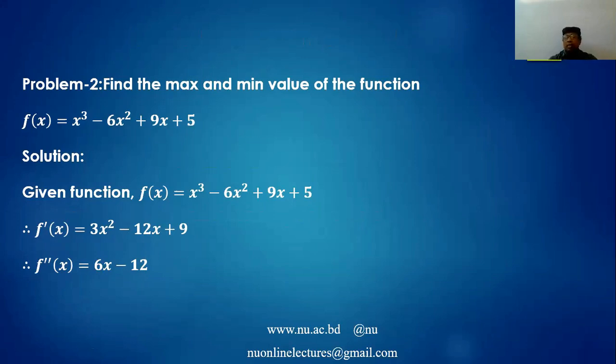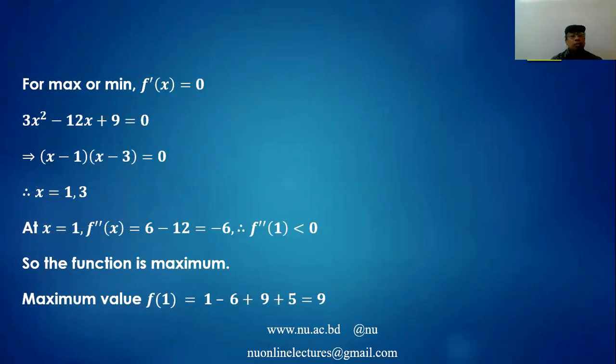We have said before that for maximum or minimum, or increasing or decreasing, the first derivative should be 0. So, dear students, remember this: for maximum value, minimum value, or increasing and decreasing cases, the first derivative is always 0. So we can say f prime of x equal to 0. The first derivative from the previous equation is 3x square minus 12x plus 9 equal to 0.